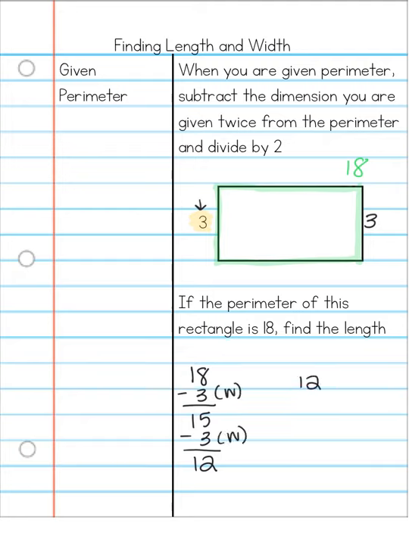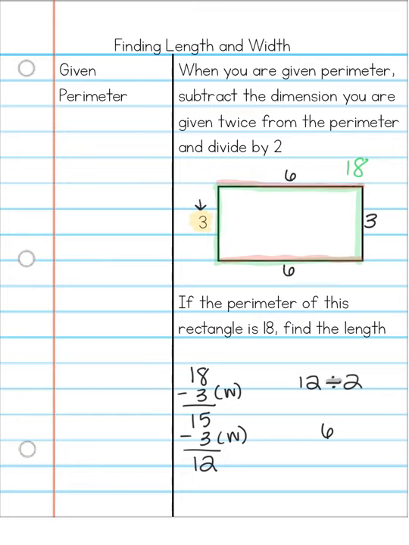And I have 12 left. But that 12 has to be divided into 2 sides, 2 equal sides that will make up the lengths of the rectangle. So I'm going to break that 12 into 2 equal groups. So I'm going to divide by 2. And you can do this in a number of ways. You could use an array, you could skip count, whichever way is more comfortable for you. 12 divided by 2 is 6, so the length is 6.